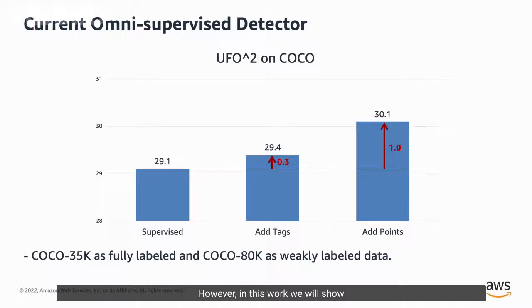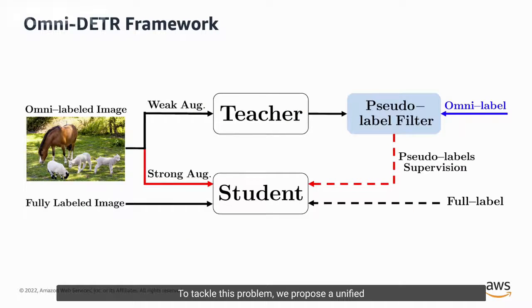However, in this work, we will show that weak annotations can help to improve detection performance and achieve better cost accuracy trade-off. To tackle this problem, we propose a unified architecture called Omni-DETR, which can use different types of weak supervision or a mixture of them.